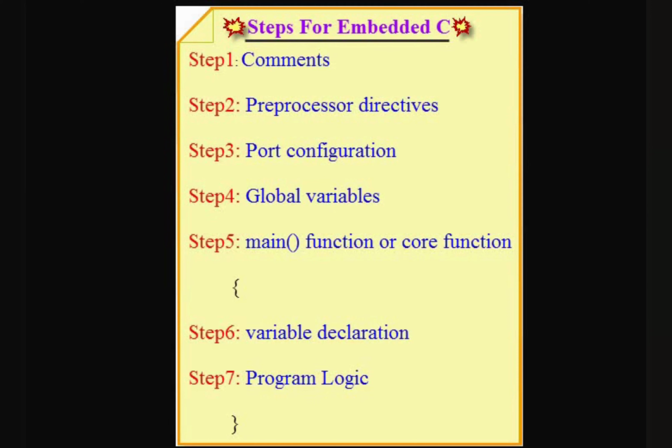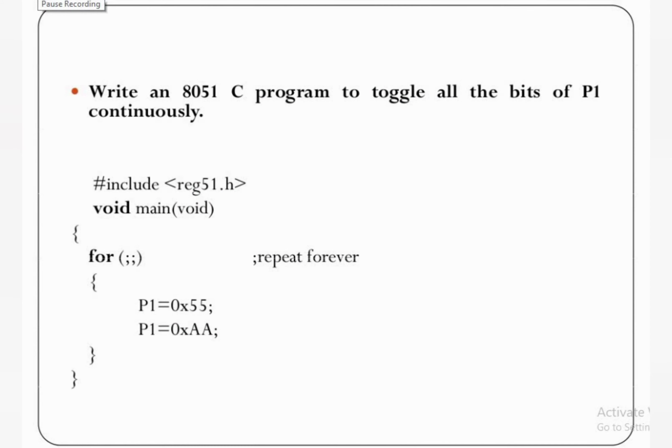Next program: write an 8051 C program to toggle all the bits of P1 continuously. Suppose on port 1 we will use 8 LEDs. The 8 LEDs must toggle continuously, switching on and off in the form of toggles. So for these statements we have to write the program. First, #include reg51.h, which we have to use by default.